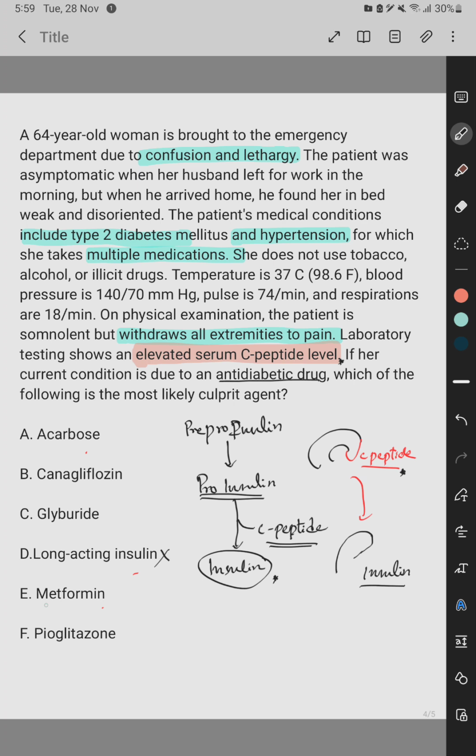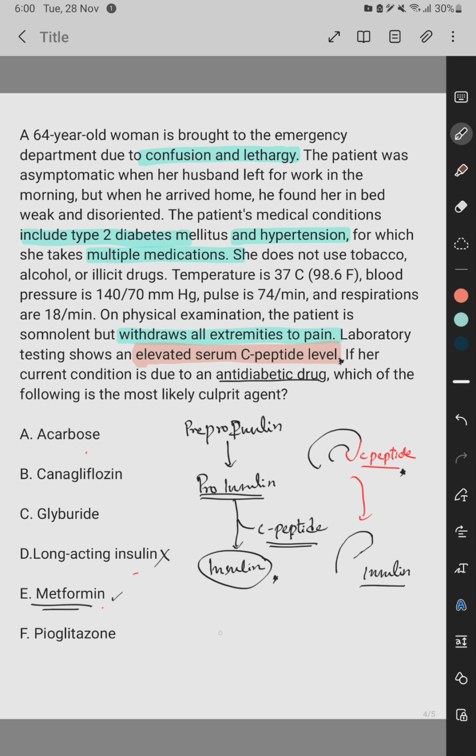Then most of the people marked metformin. I don't know why. Metformin decreases insulin resistance so that the insulin is utilized better by the body, and there will be an increase in the utilization of insulin, so that glucose levels in the body decrease. That is its mechanism of action. So this is also not the answer for this question.